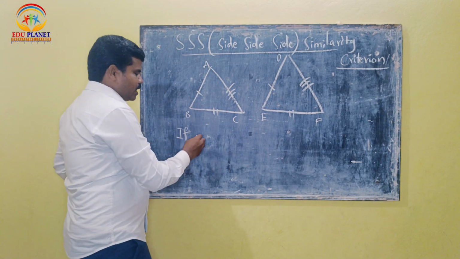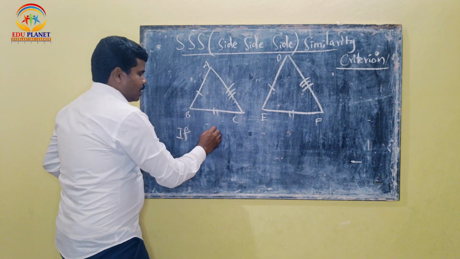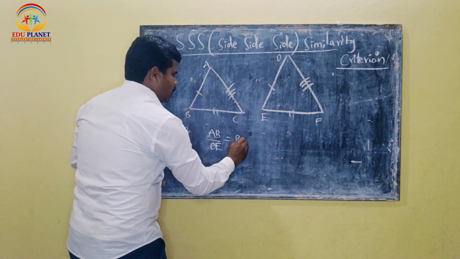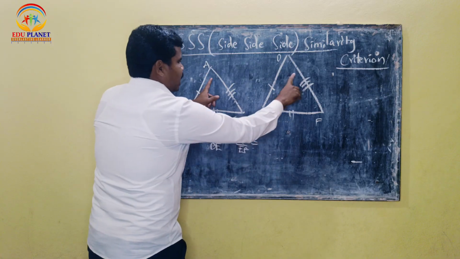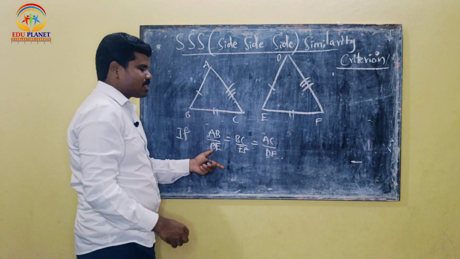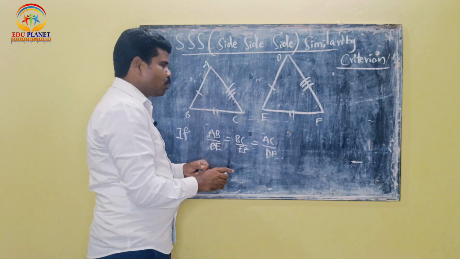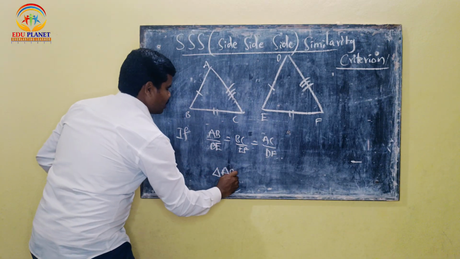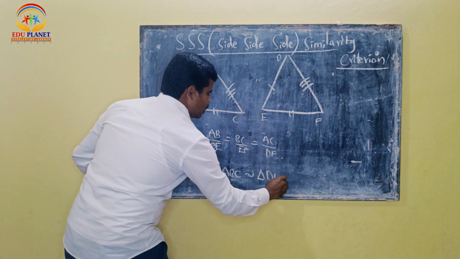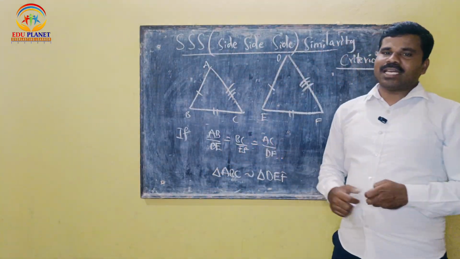SSS similarity criteria is saying that if corresponding sides are in proportion, it means AB by DE equals BC by EF equals AC by DF. It means in two triangles, if corresponding sides are in proportion, or in equal ratio, then I can say that the given triangles are similar. It means triangle ABC is similar to triangle DEF. That's all. This is known as SSS similarity.